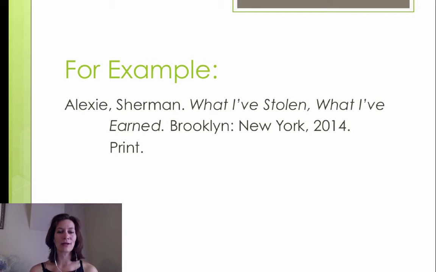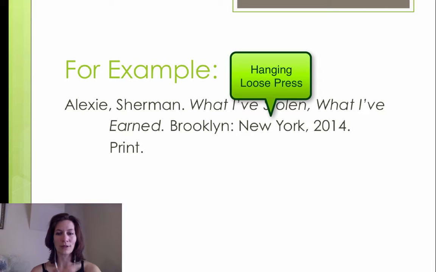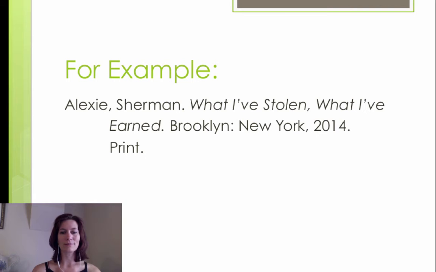Sherman Alexie wrote a book called What I've Stolen, What I've Earned. It's a wonderful book of poetry, in case you're interested. And it would be Alexie, comma, Sherman. What I've Stolen, What I've Earned. Brooklyn is where it was printed. New York is the place of publication, and actually that should say Hanging Loose Press instead of New York. And then the year is 2014, and then print.